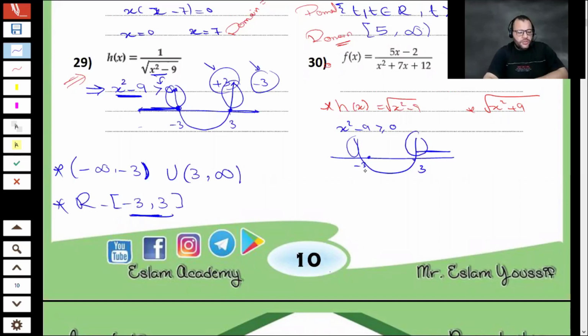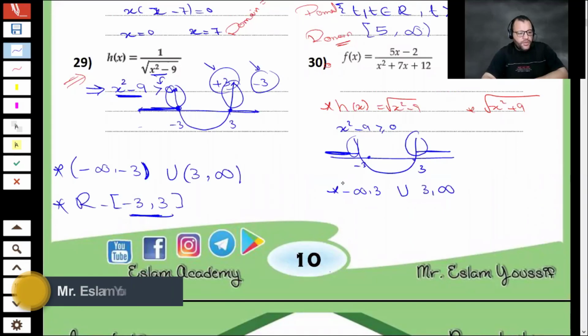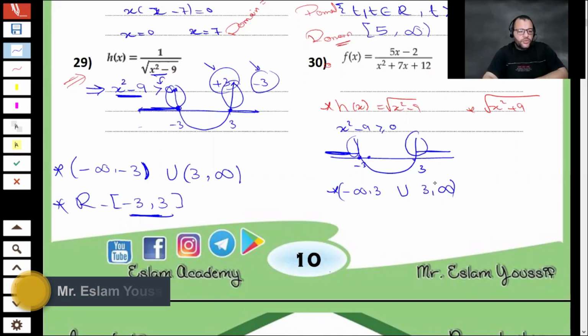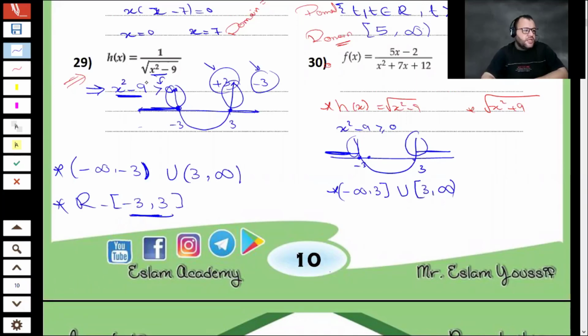From negative infinity to negative 3, and from 3 to positive infinity. That one is open and that one is open. Negative 3 and 3 are included as the solution, so that will be closed. That's the difference between them: if it's the denominator, the solution is not included. If it's the numerator, it will be included as the solution. You got the idea for this one?